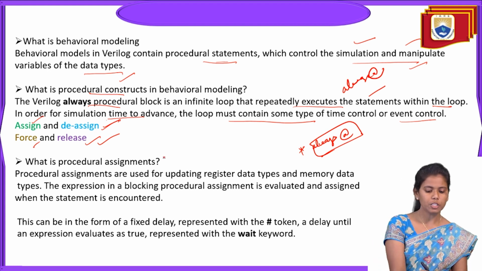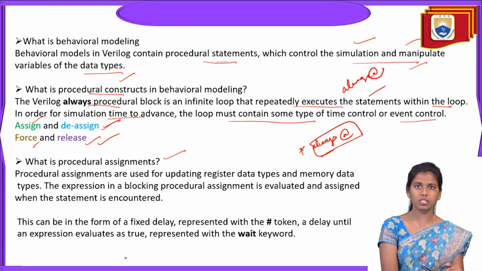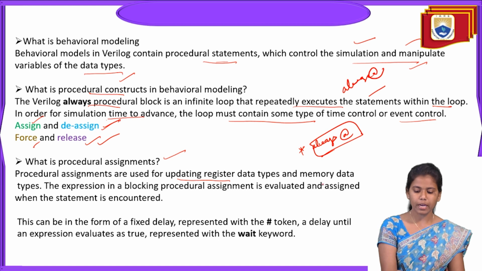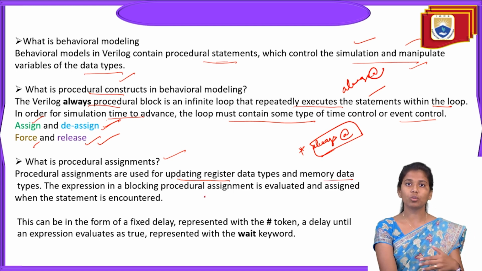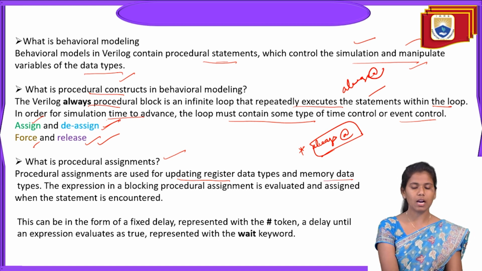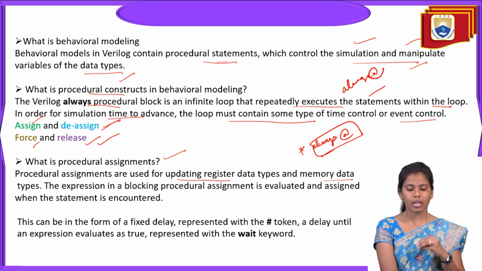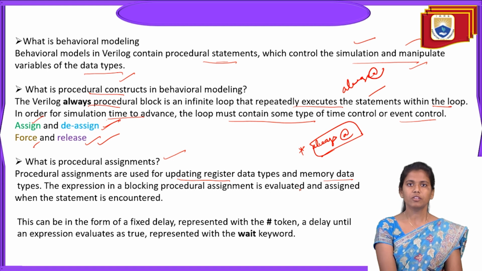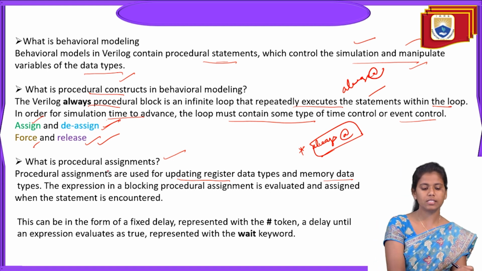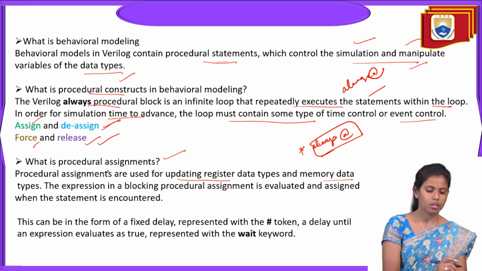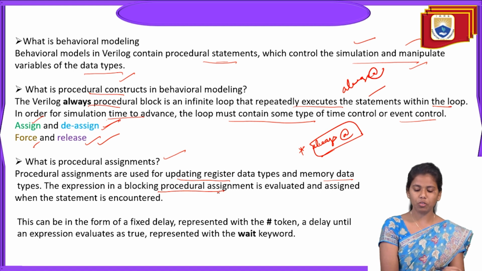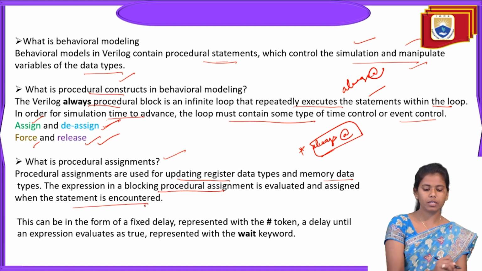And then, what is procedural assignment? Procedural assignments are used for updating register data types and memory data types as well. In order to update the register and memory, these procedural assignments are made use of. The expression in the blocking procedural assignments is evaluated and assigned when the statement is encountered.